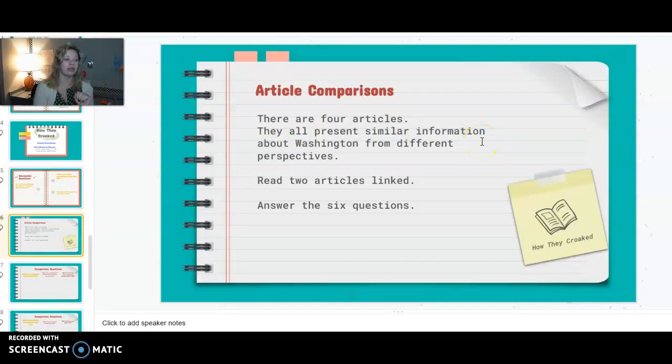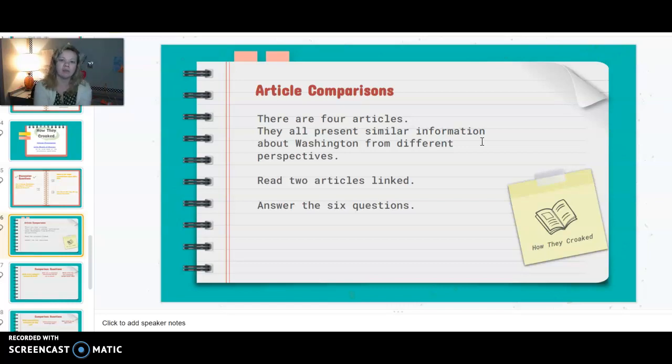Okay, so then what you will be doing tomorrow is the article comparison. So I want to go over those questions with you today so that you're understanding how to do them. And then you can also review this video tomorrow if you need to. So there are 4 different sources here. 3 of them are articles, 1 of them a video. All of them present generally the same information about George Washington, but in different ways.